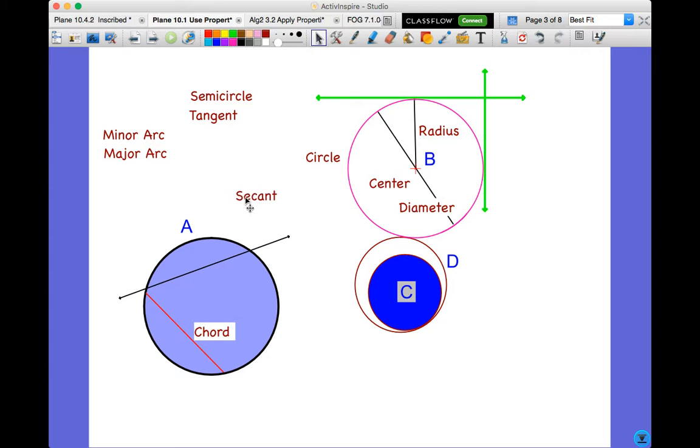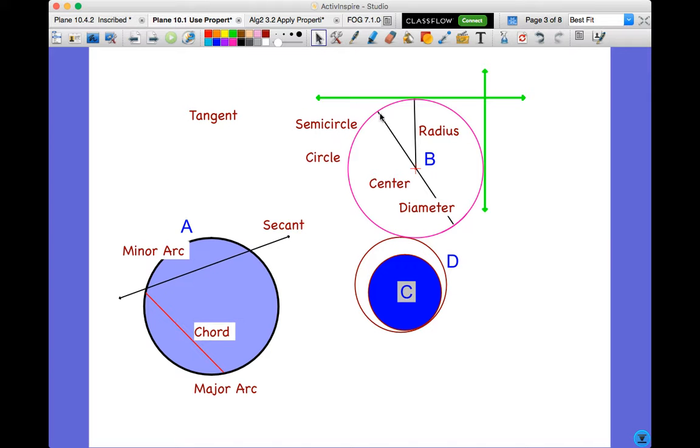We have secant. A secant is basically a chord that extends past the circumference of the circle. And it can form a minor arc, which means that there's less than 180 degrees, and a major arc, which is just the remainder of the arc that is formed through a secant. And a semicircle is just half of the circle. So the diameter will split a circle into two semicircles.